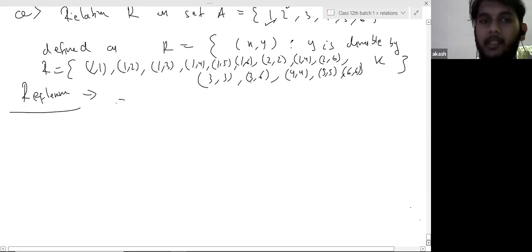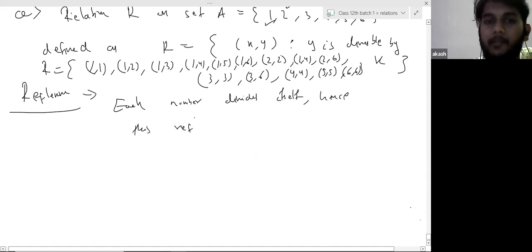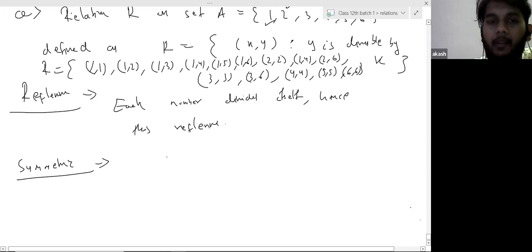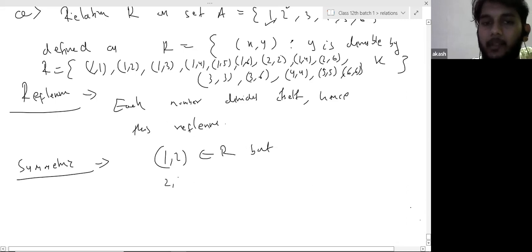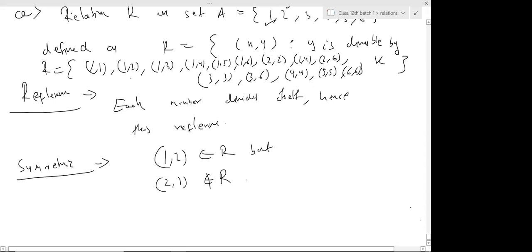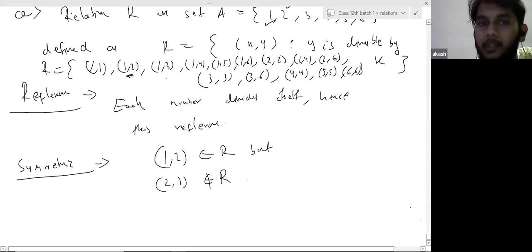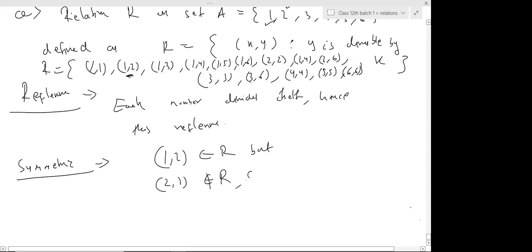Now let's check reflexive. This is reflexive because each number divides itself. Hence, this is reflexive. About symmetric, (1, 2) belongs to R. Does 2 divide 1? No, sir. So (1, 2) is there, but (2, 1) is not there. (1, 3) is there, but (3, 1) is not there. So not symmetric.